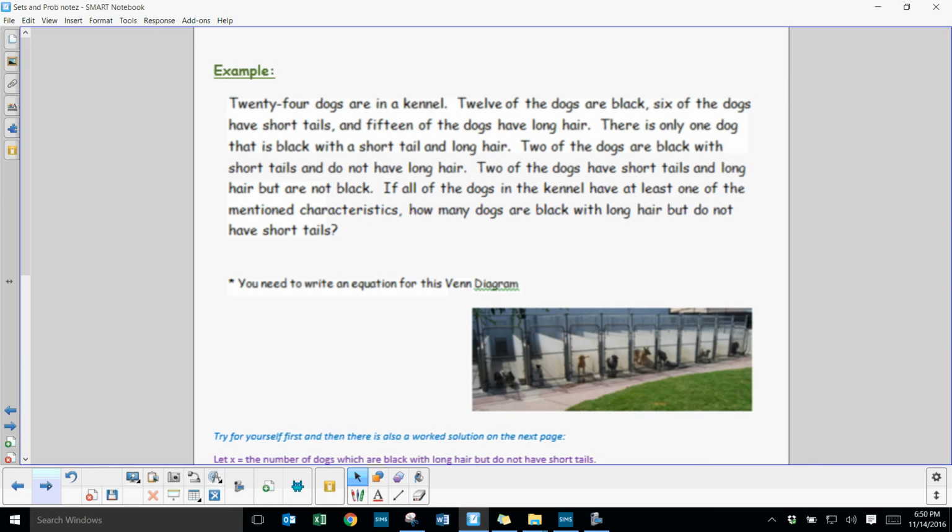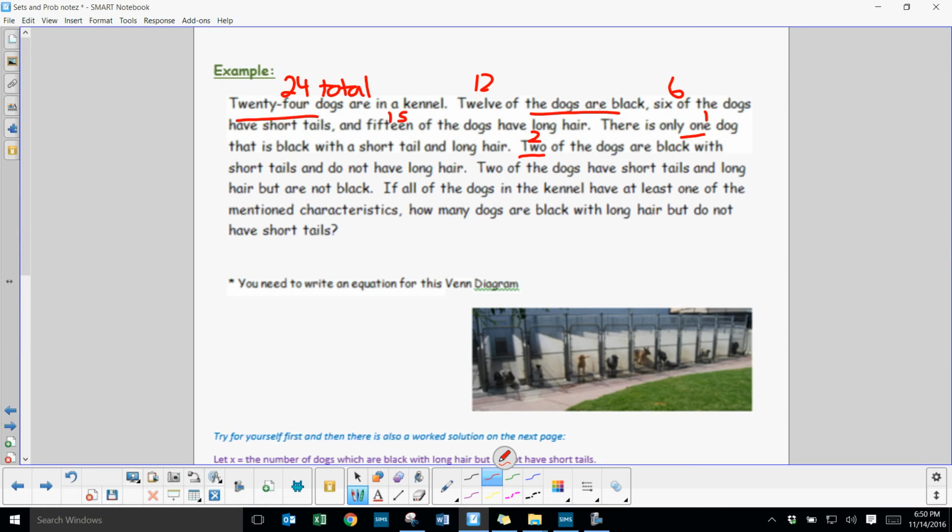So 24 dogs are in a kennel. 12 of the dogs are black. So it's also good to just say 24 dogs in total. So 12 of the dogs have black fur. So that's useful. Sometimes it helps to write the numbers. 6 of the dogs have short tails, and 15 have long hair. There's only one dog, you might miss this, so maybe put the number there. Only one dog that's black with short tail and long hair.